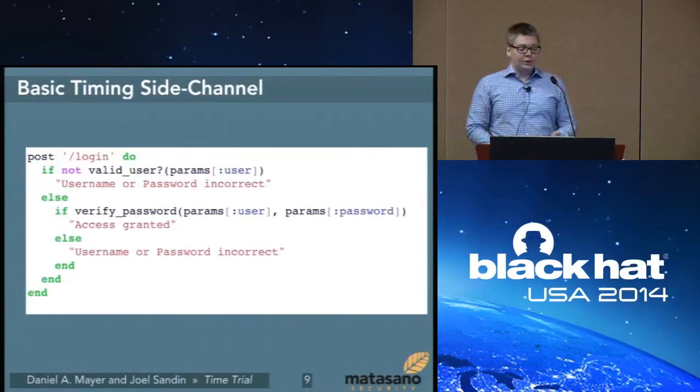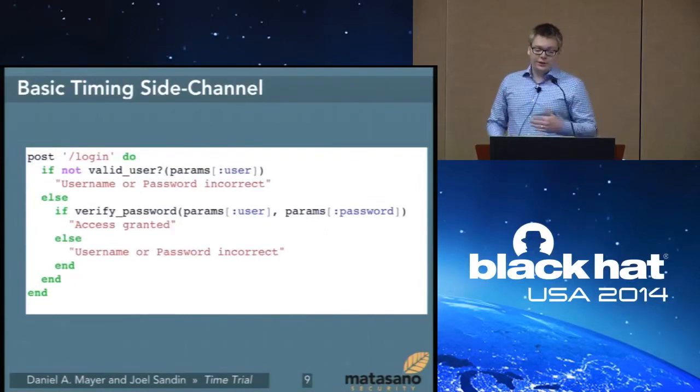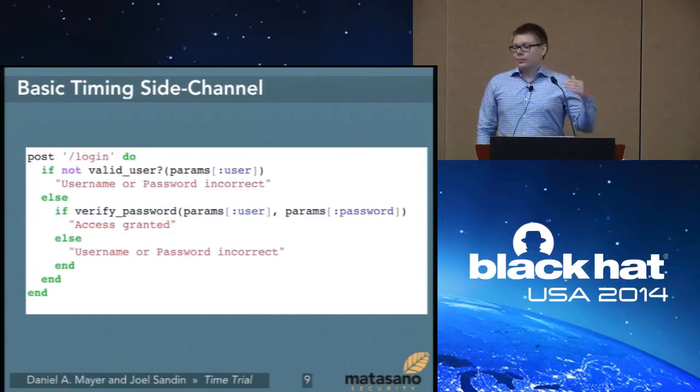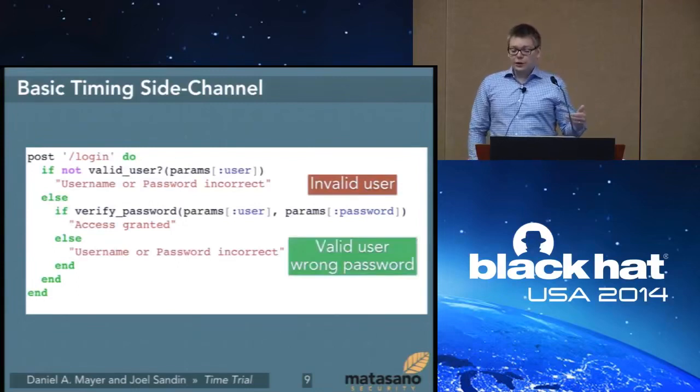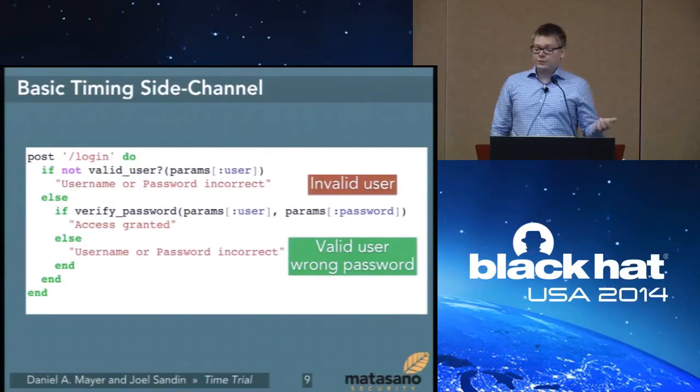This is a very simple example of a basic side channel in Ruby. What this application does is take a username and a password. It takes the username first and verifies if the username exists. If it does not exist, it will reject at this point and say username or password is incorrect. Only if the username is correct will it actually check the password and go on to the next step. And if the password is incorrect, it will reject it with the same error message.